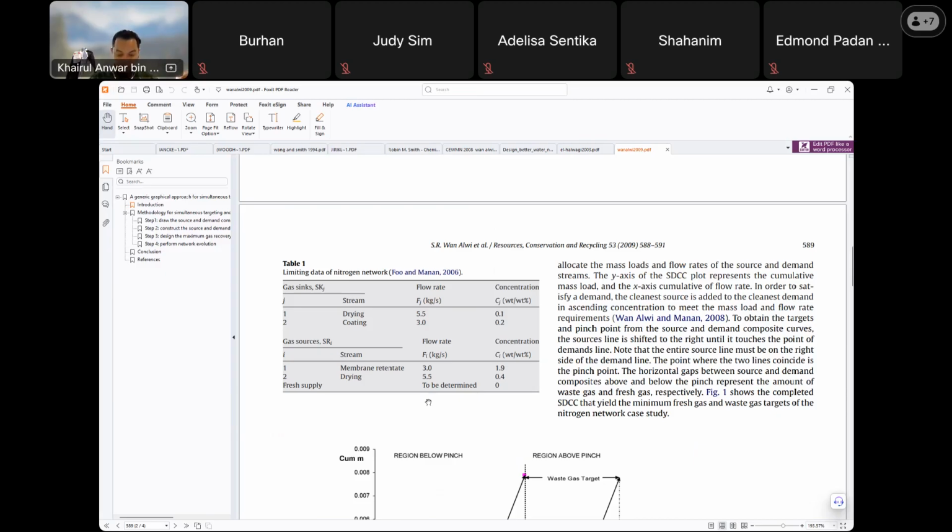This is example number one, nitrogen integration. There are two gases identified from the process flow diagram. The stream of drying is 5.5, the one at 14 is 3, the membrane-related one is 3 as well, and drying is 5.5. So, gases.